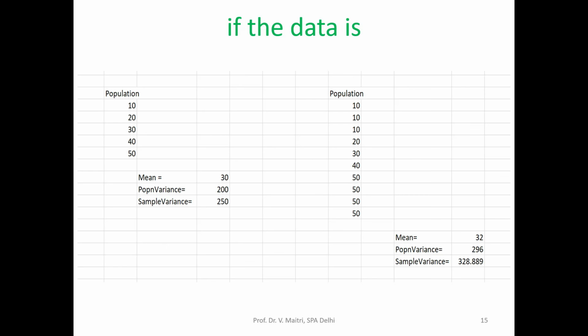Let's take another example. Now we have simply repeated some values in the data. The mean is 32. See, the data is approximately the same, but with repeated values, so the sample size is increased. The population variance is 296 and the sample variance is 328.889. So it is bigger now. The sample variance will always be greater than the population variance.